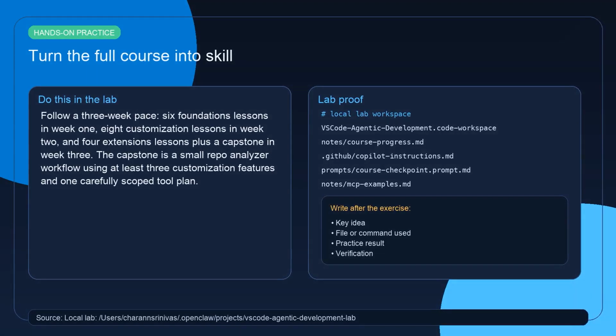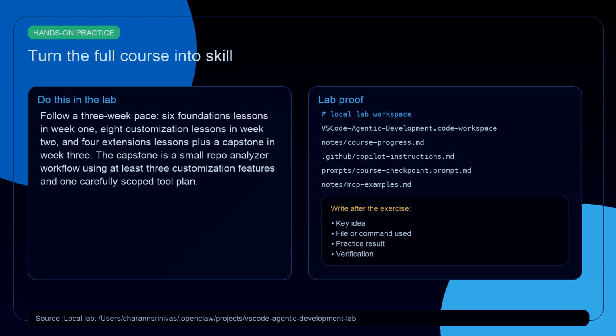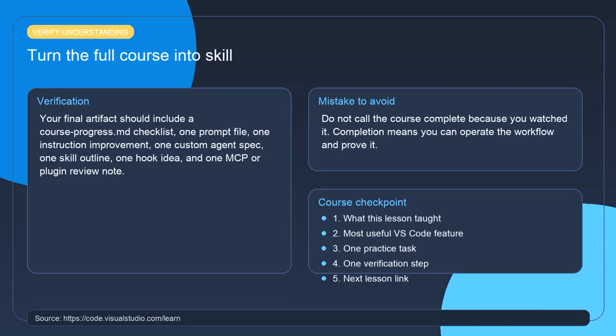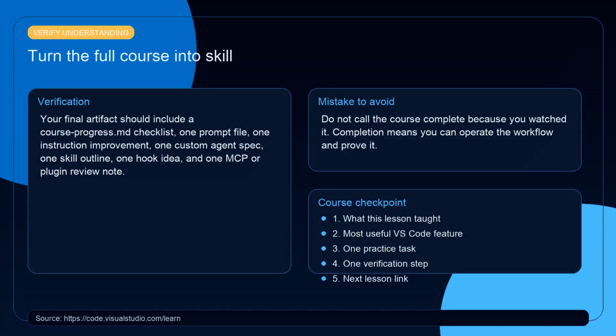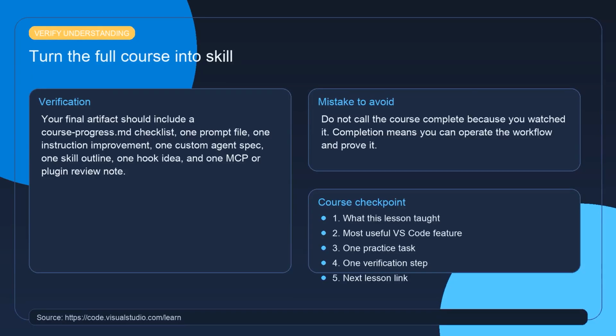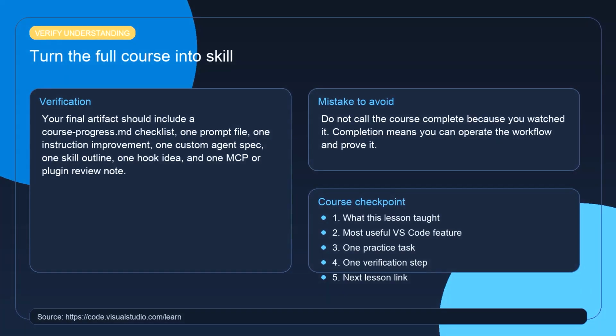The proof is concrete. Your final artifact should include a course-progress.md checklist, 1 prompt file, 1 instruction improvement, 1 custom agent spec, 1 skill outline, 1 hook idea, and 1 MCP or plugin review note.